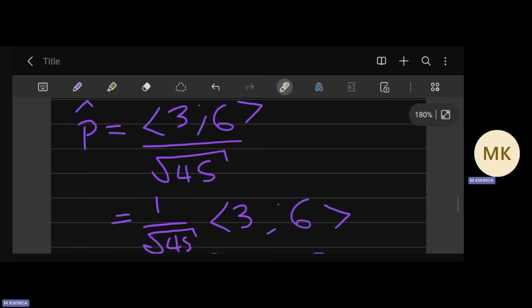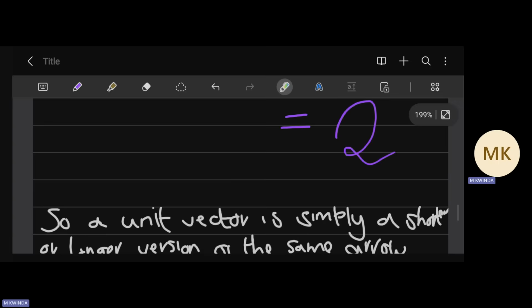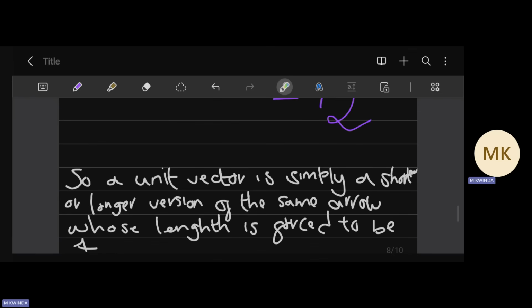Now look at the unit vector: the slope of the unit vector is also equal to 2. What does that tell you? It tells you that a unit vector will always move in the same direction as P and will always be parallel to P, right? And thus have the same slope. In other words, a unit vector is simply a shorter or a longer version of the same arrow whose length has been forced to become 1.